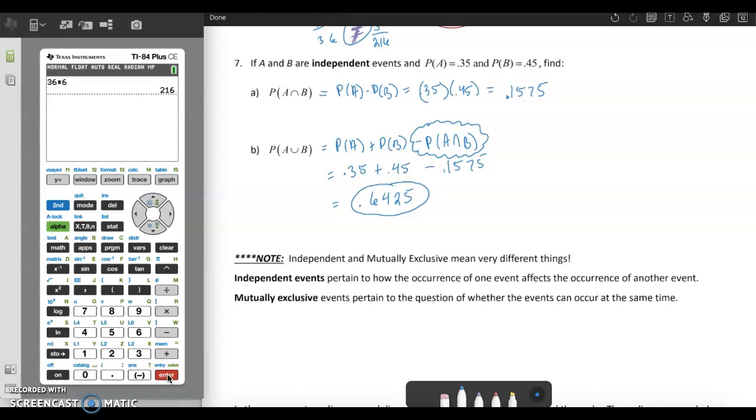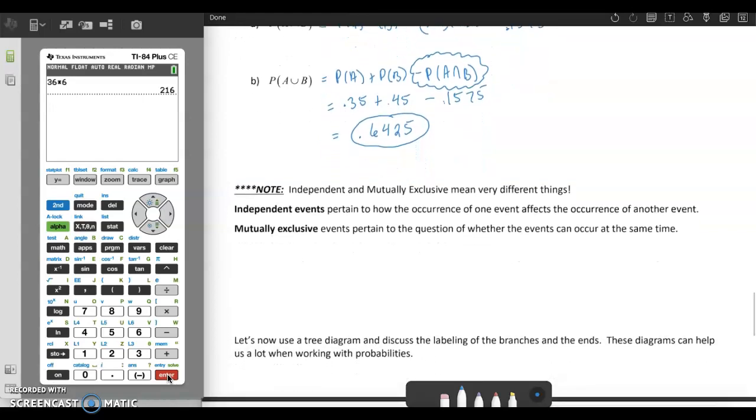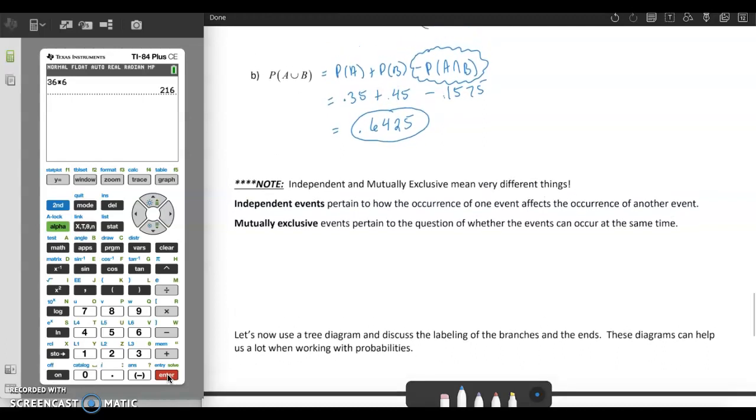Then finally, as a note here, be careful with your definitions. Independent and mutually exclusive mean very different things, but students get them confused constantly and interchange them constantly, and they're not interchangeable. They don't mean the same thing. Independent events pertains to how the occurrence of one affects the other. Do they affect each other? Mutually exclusive pertains to the question of whether or not the events can occur at the same time.